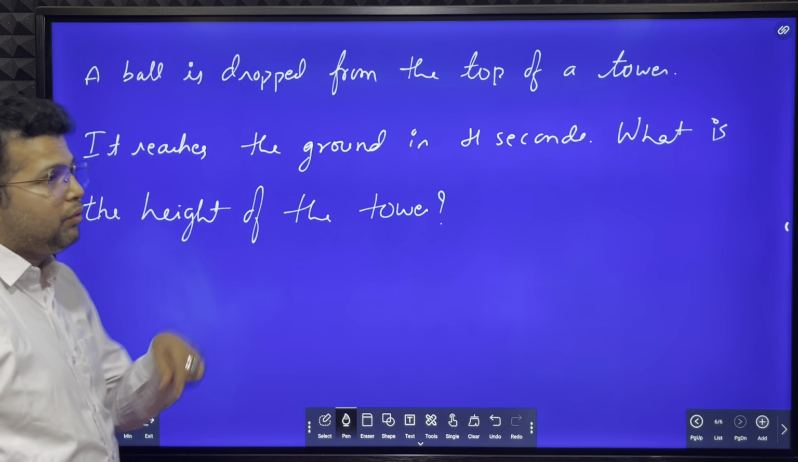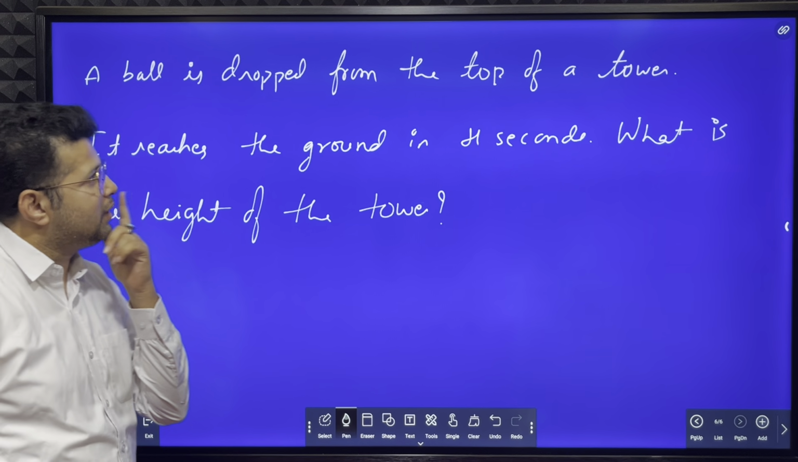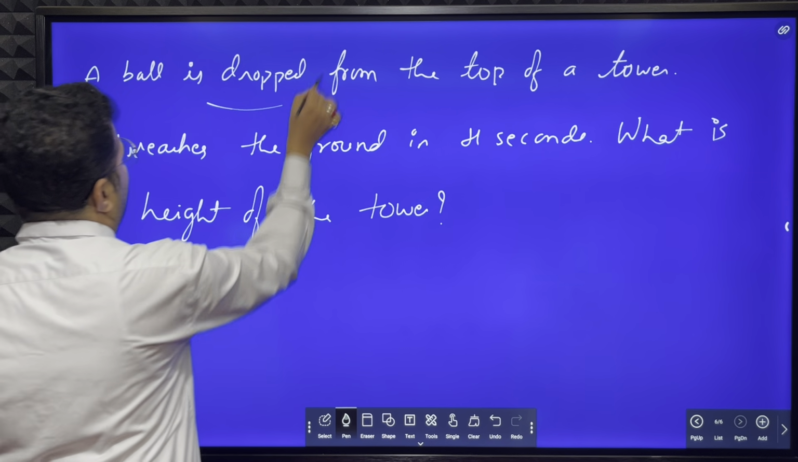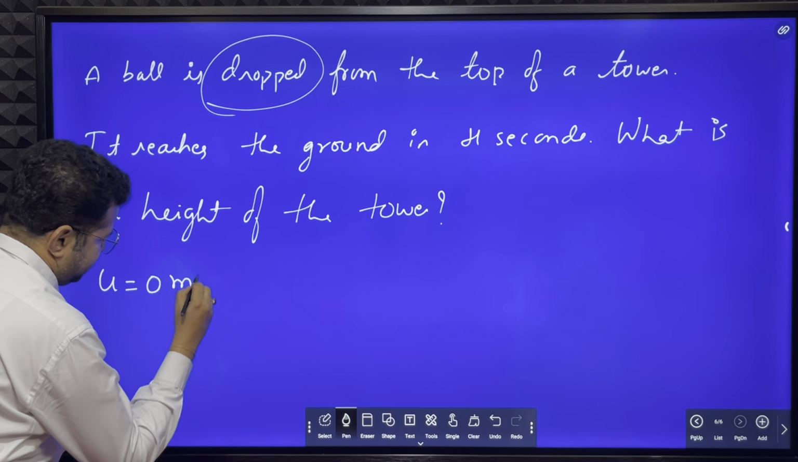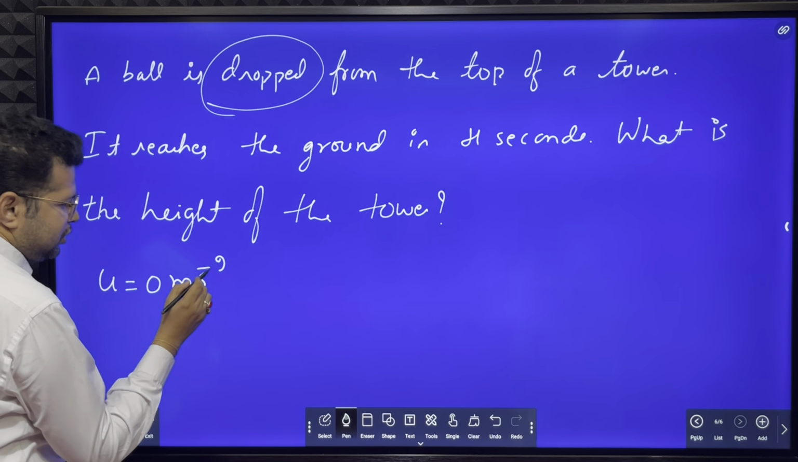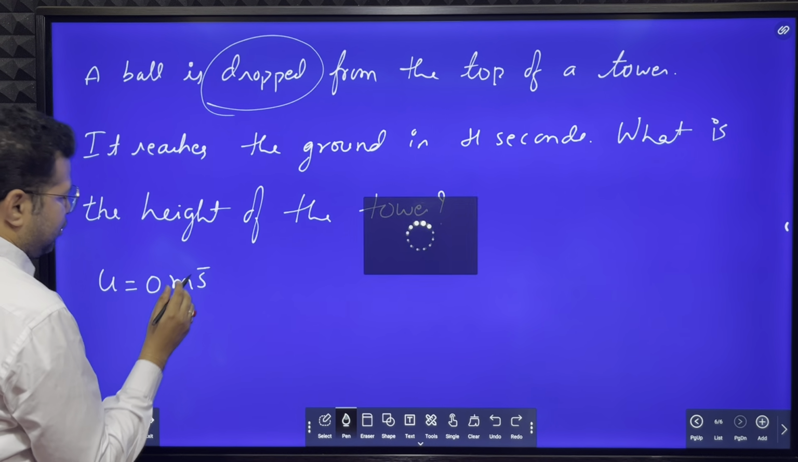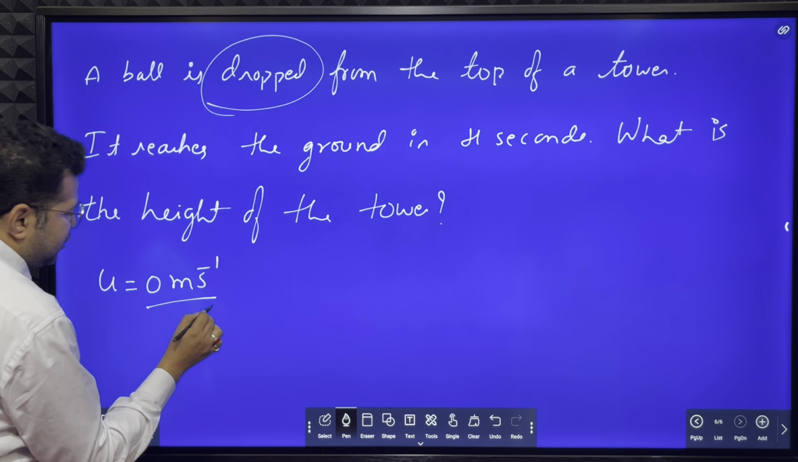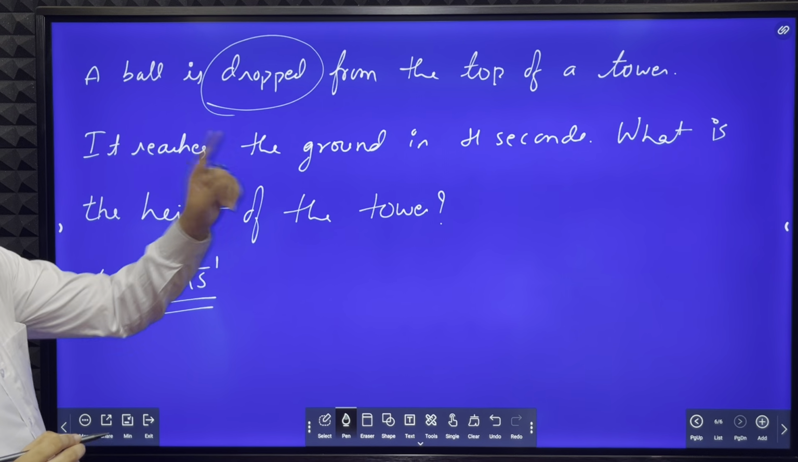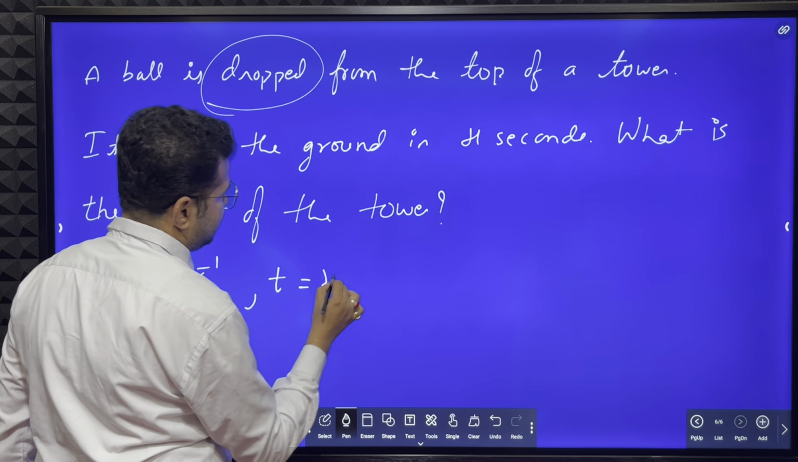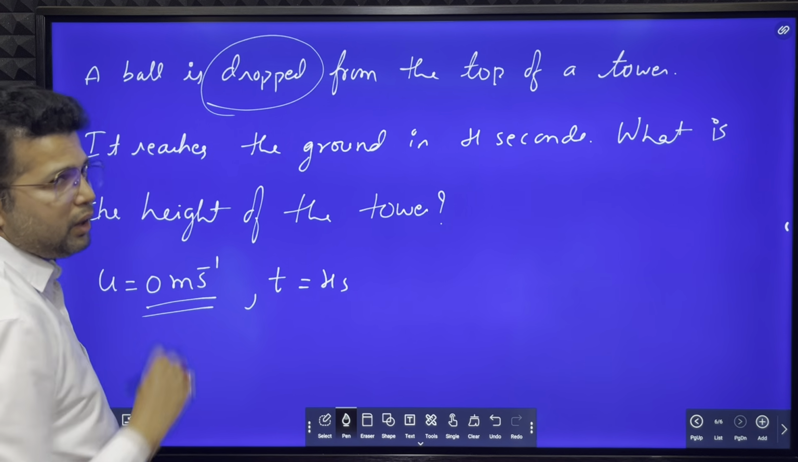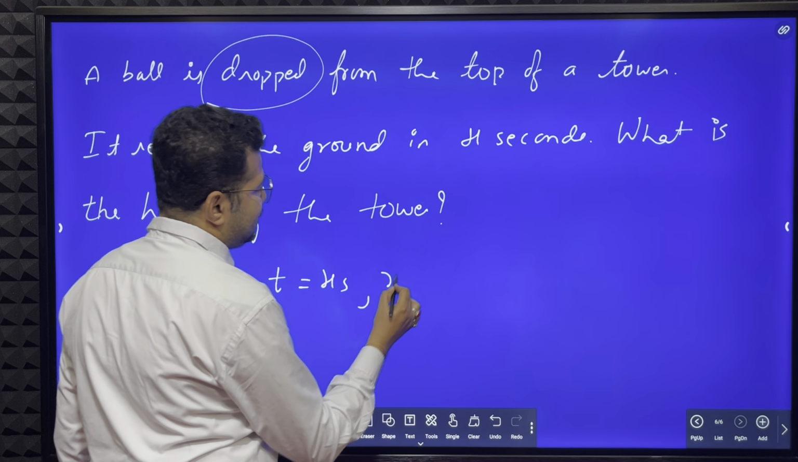Height means we have to calculate the distance traveled by the ball. Correct now. And the ball is dropped, so u is equal to 0. This is very, very important. Ball is dropped means initial velocity is 0, like a car starts. From the top of a tower, it reaches the ground in 4 seconds, t is equal to 4 seconds. Calculate the height of the tower, which means you have to calculate the distance traveled. Correct now.